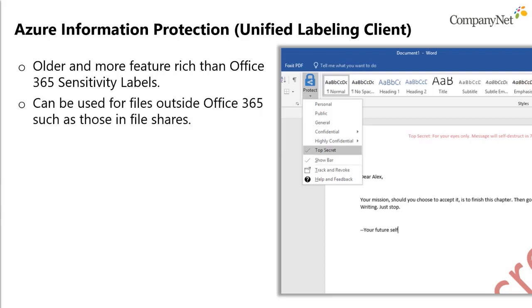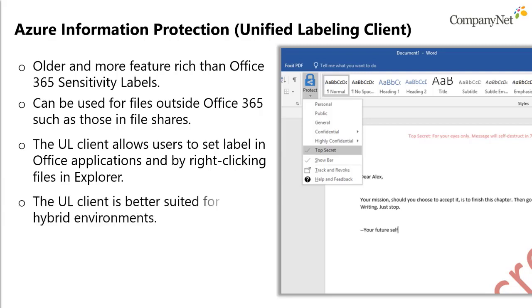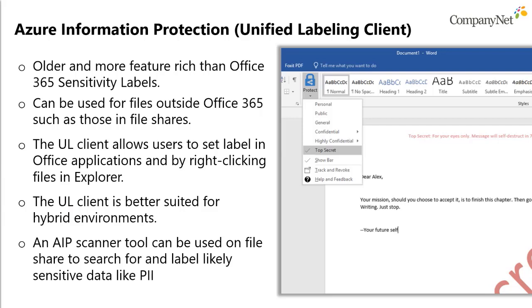It can be used for files outside Office 365, such as those in file shares, as I mentioned. The UL client allows users to set labels in Office applications and by right-clicking files in Explorer. The UL client is better suited for hybrid environments because it gives you that functionality of doing things on-premise, or within file shares, etc. And the AIP scanner tool, which is a derivative of this, is something that you can install on a server. What that can do is scan your on-premise repositories for any sensitive information types and apply a corresponding label should that be required.